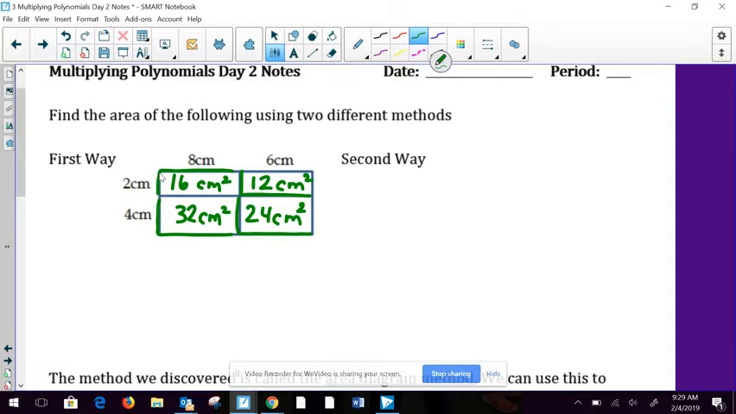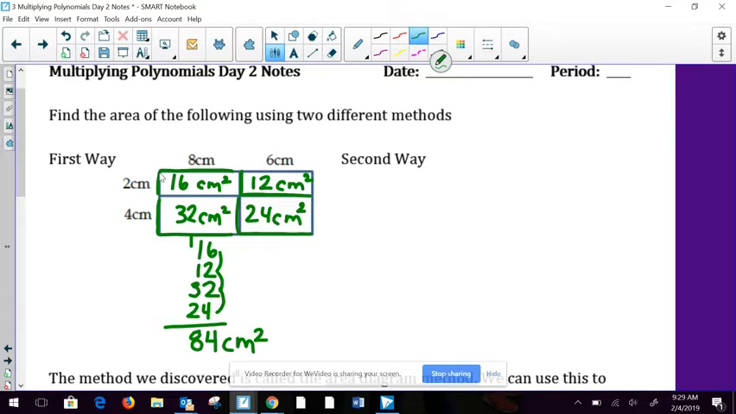So if I want to know what the area of the entire box altogether is, I would add those all up. So I have 16 plus 12 plus 32 plus 24. 6 plus 2 is 8, plus 2 more is 10, plus 4 more is 14. 1 plus 1 plus 1 is 3, plus 3 more is 6, plus 2 more is 8, so 84 centimeters squared. We call this method of looking at the boxes the box method.